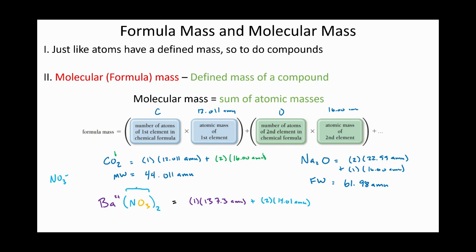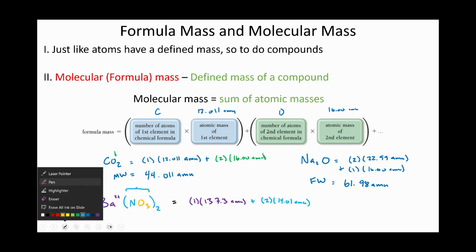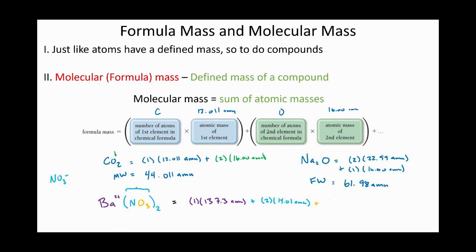And then we have our oxygen, which we have 3 oxygens that are part of nitrate. So we'll put a 3 here. There's 2 nitrates for this compound, so we'll put a 2 here. And then we'll multiply that by the molecular weight of oxygen, 16.00 AMU. And just for clarity, if we want to match the colors, we can make this that light blue color to match the 2 that we have as a subscript.